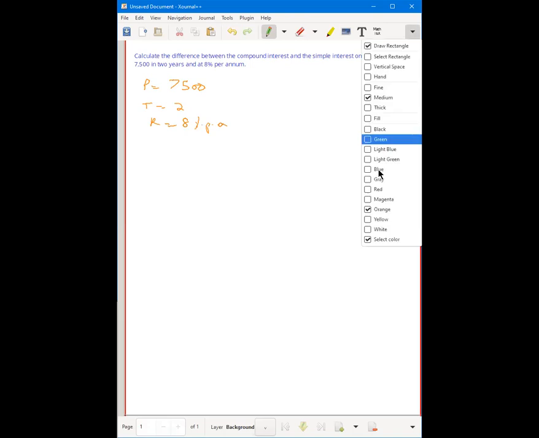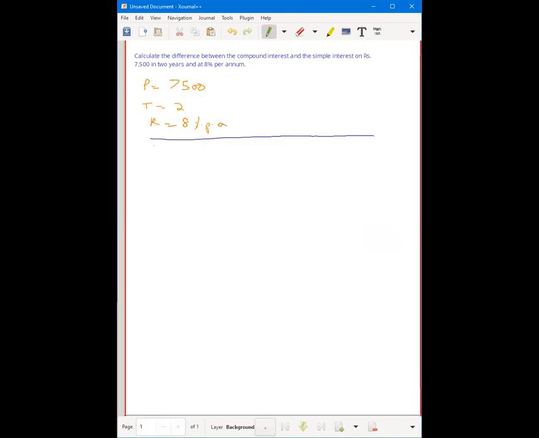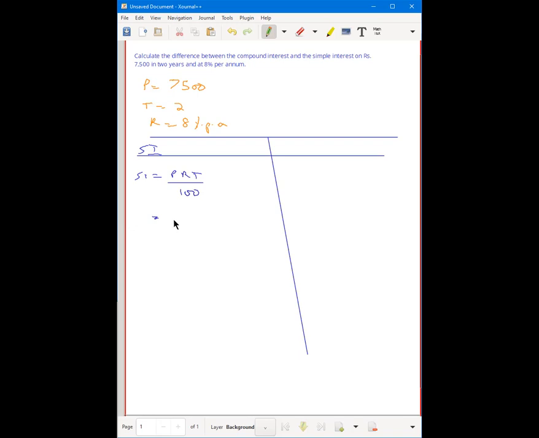Let's do it for simple interest first. Yes, sir. So simple interest is equal to principal into rate of interest into time upon 100. So what does that work out to be? 7,500 into 8 into 2 upon 100, which is 1,200. Yes, sir. 1,200.